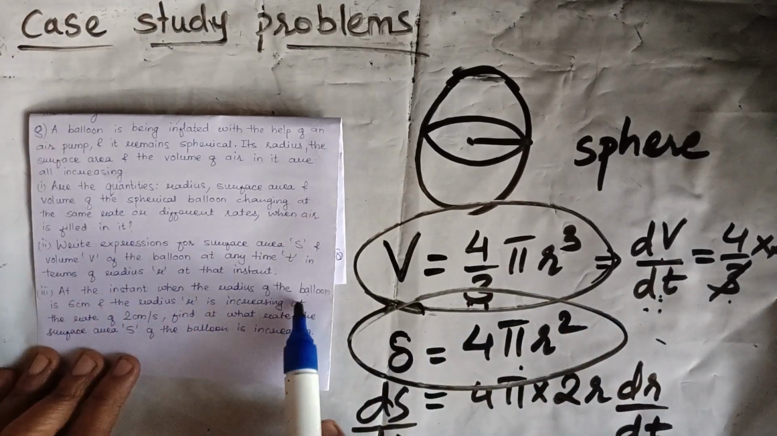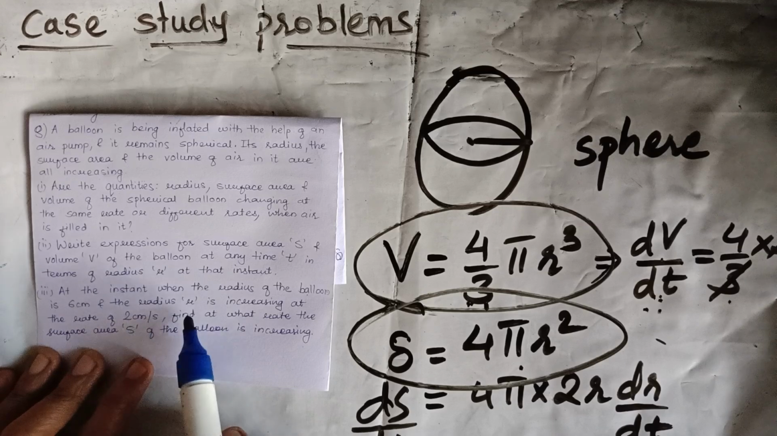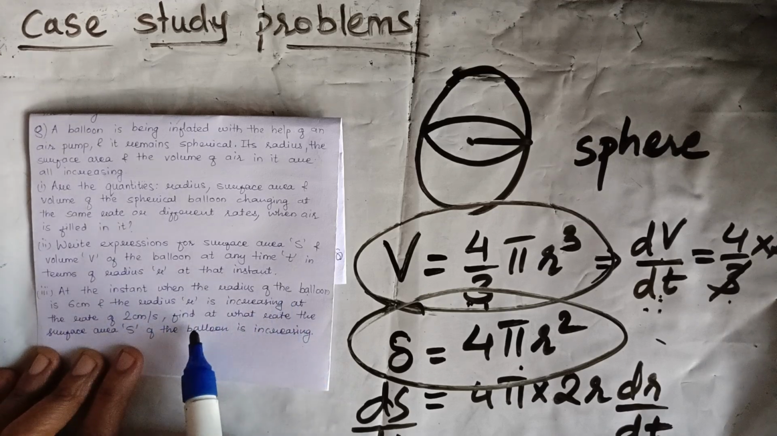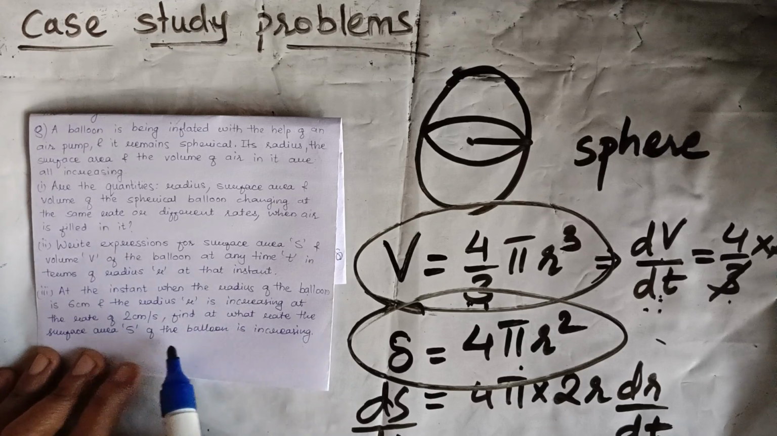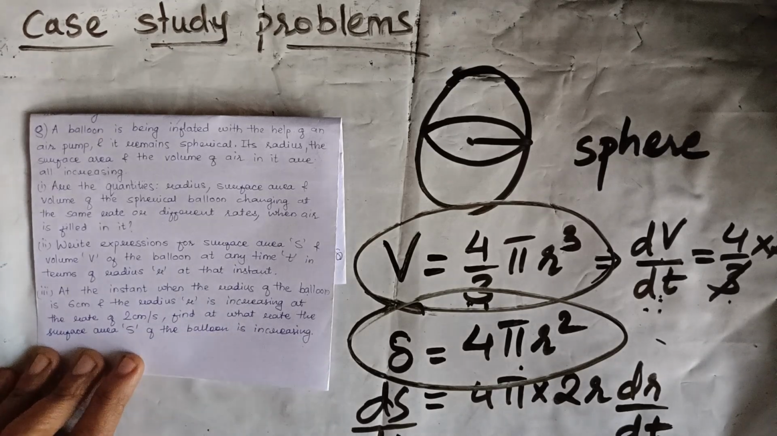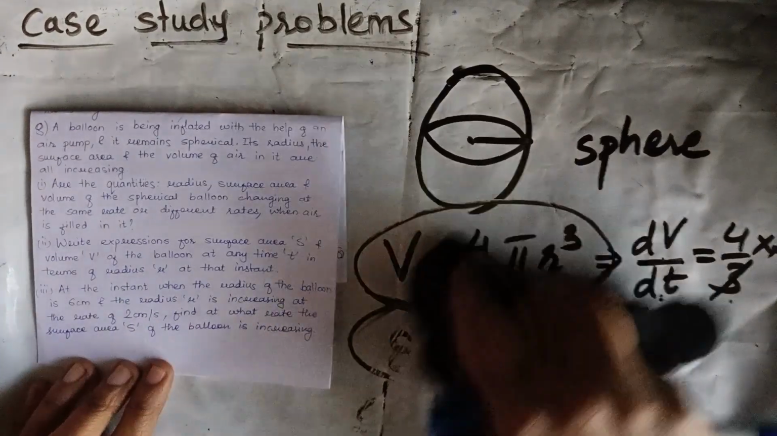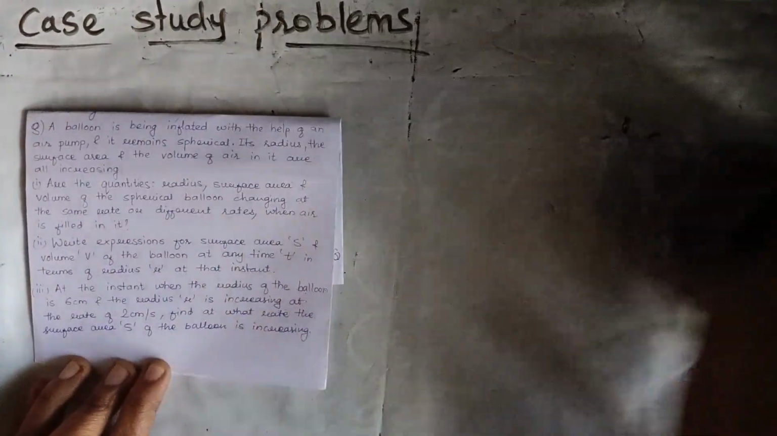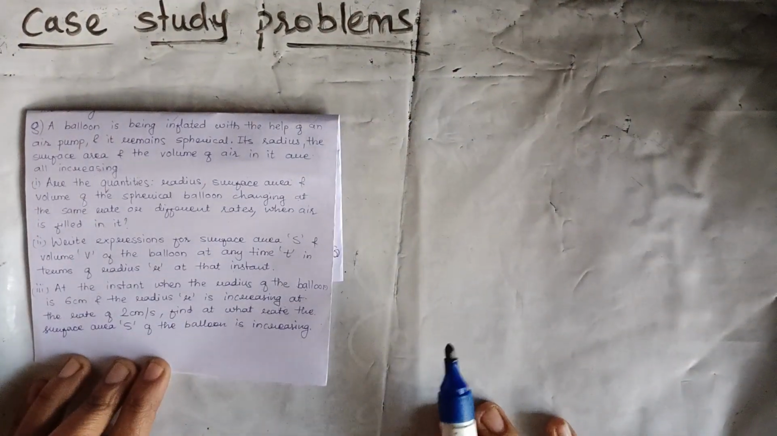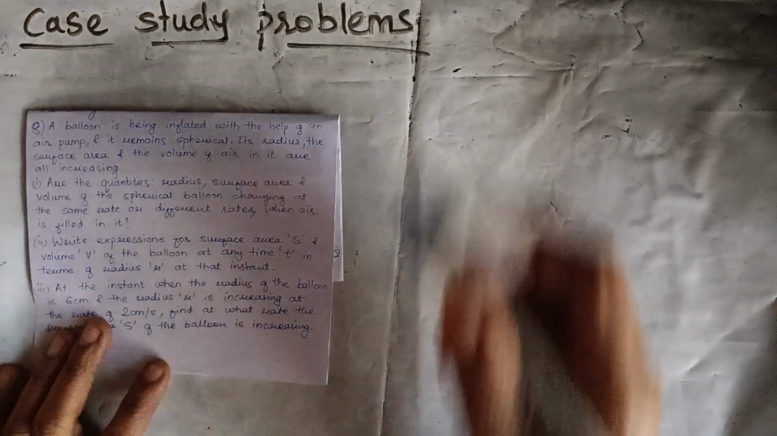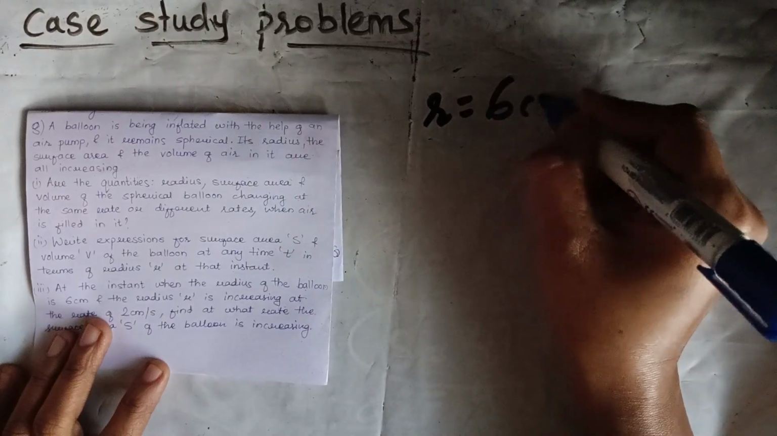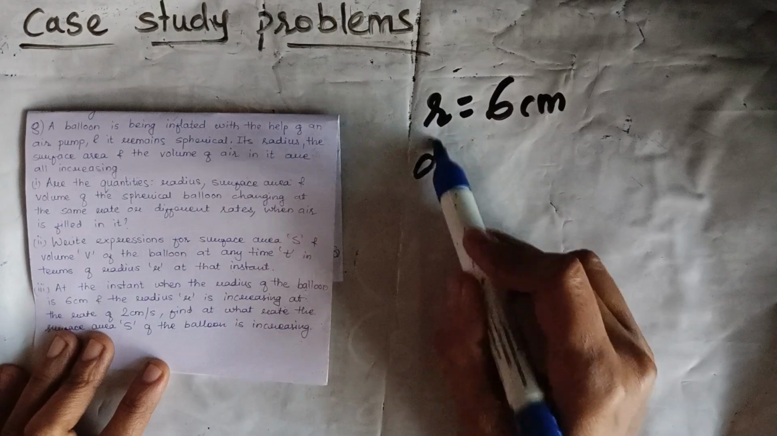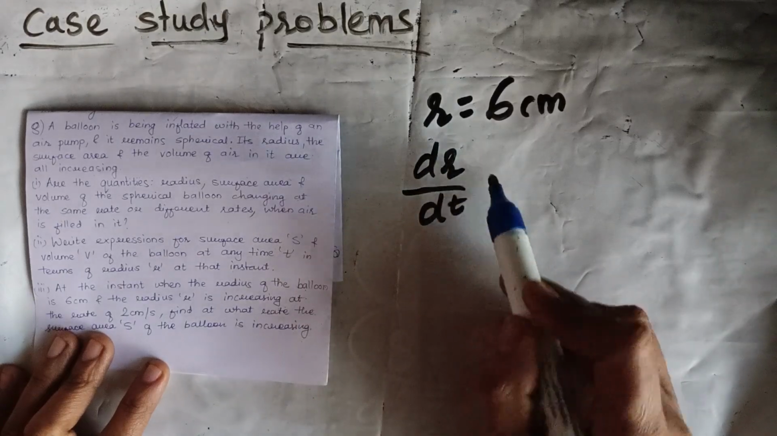At the instant when the radius of the balloon is 6 cm, the radius r is increasing at the rate of 2 cm per second. Find at what rate the surface area of the balloon is increasing. So here we have to find the increase in the surface area. What is given? The radius of the balloon is given, and the radius is increasing at a rate, so the rate of increase of radius with respect to time is given.